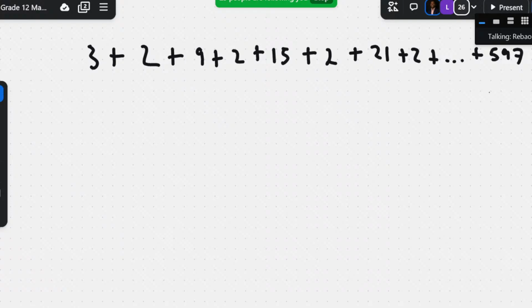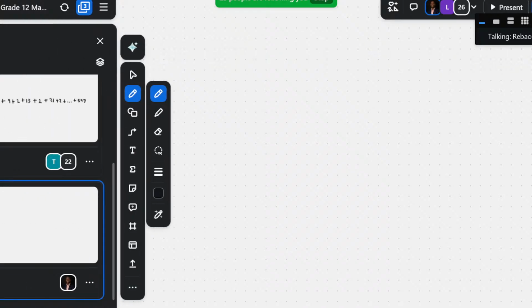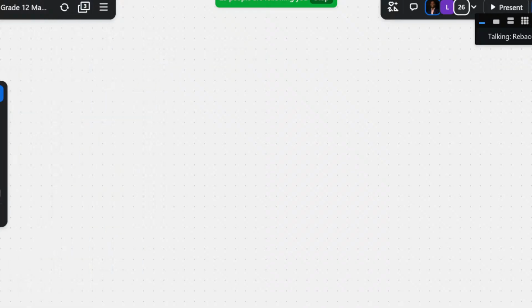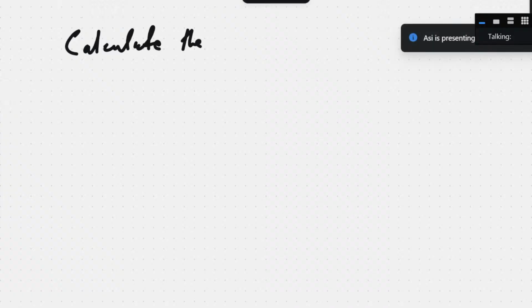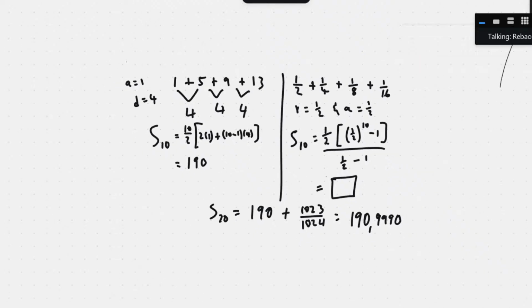Another extraordinary question that is often asked, a little bit out of context, or in terms of other series and all that, is this one. Look at this one. They say calculate the sum.